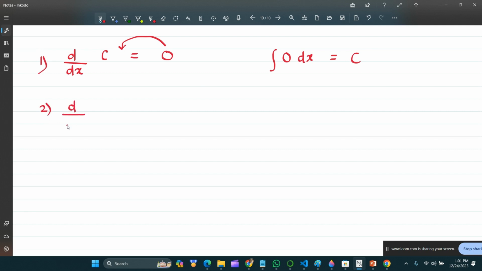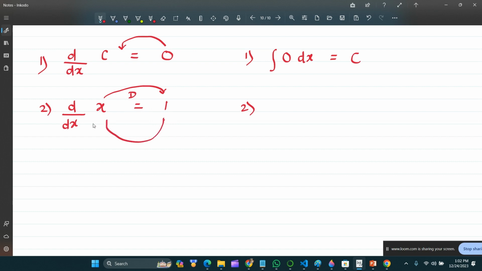Now I will show the second formula as well. Derivative of x with respect to x is equal to 1. We know this formula in derivative. As the derivative of x with respect to x is 1, this is your derivative. I will write it by d. Now we have to take integration. So integration of this one will be x.